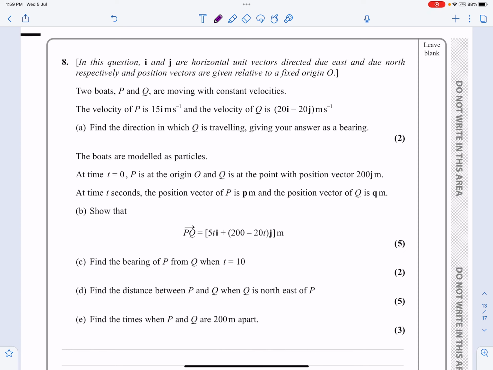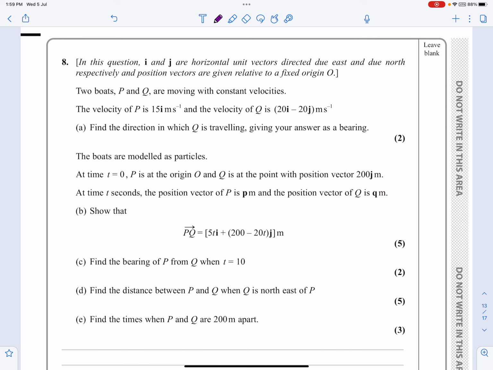Part B says the boats are now modelled as particles. P starts off at the origin. Q starts off at the point 200j. And it says, if the position vector of P is given by p and the position vector of Q is given by q, can we work out what PQ is going to be?